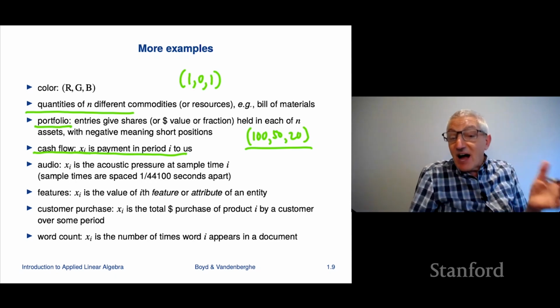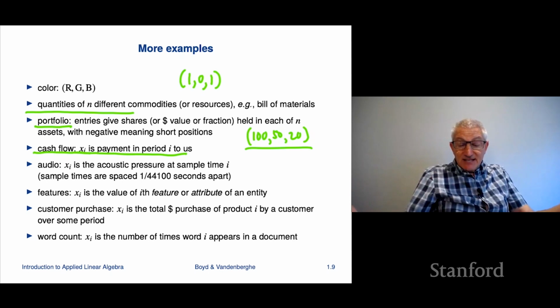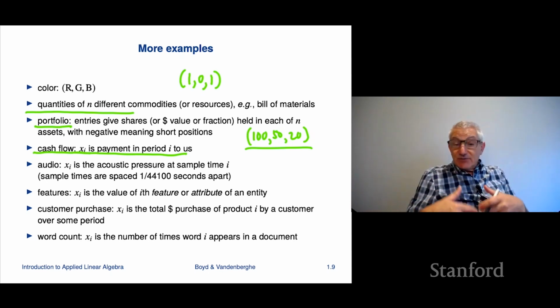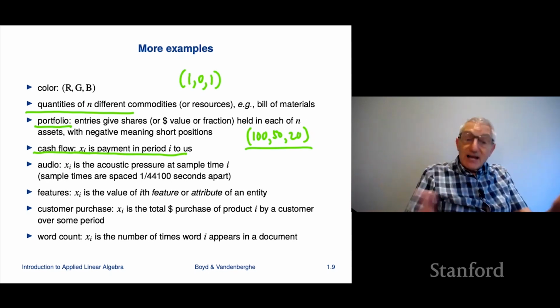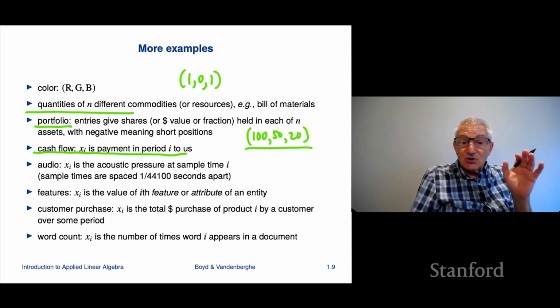So if it had like 5 non-zero entries, if they're positive, they could represent a payment that is to us, and if it's negative, it could be a payment made by us. And so that's what it would mean to have a sparse cash flow vector.